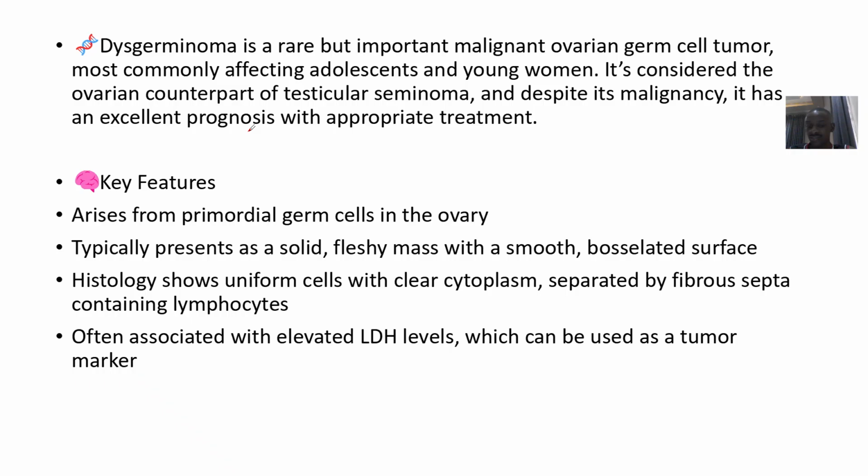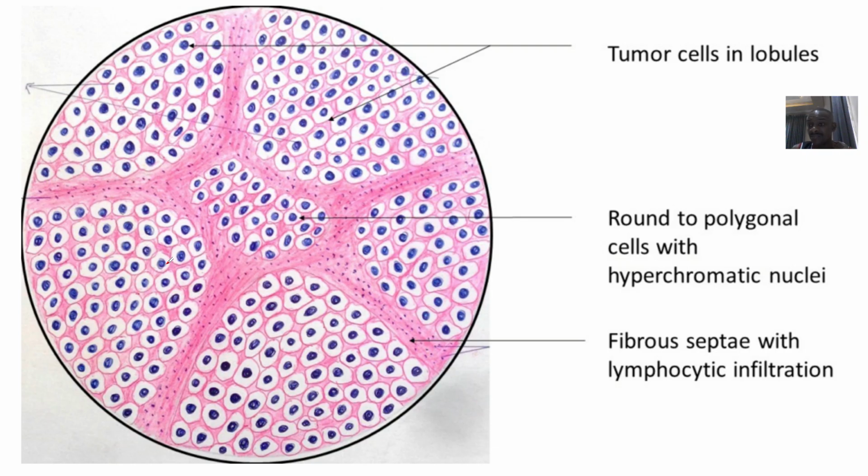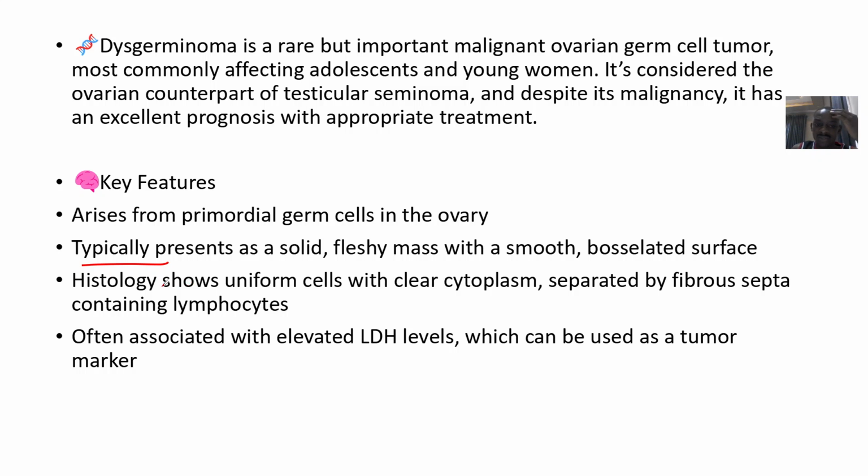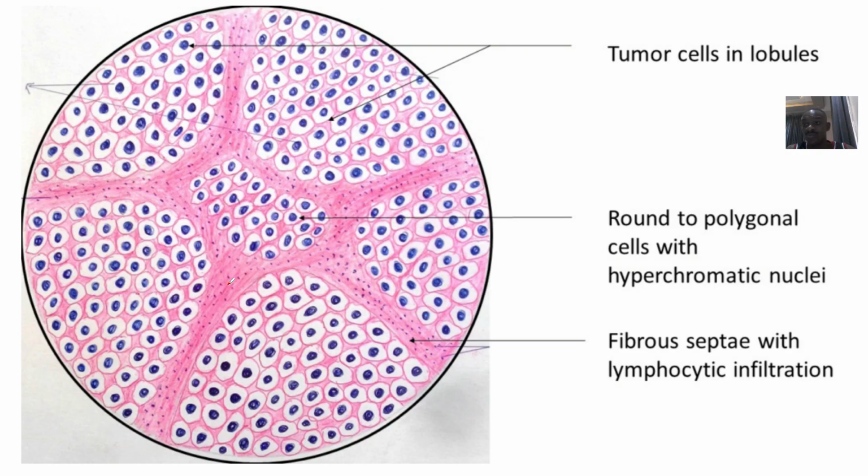So what are the key features? What makes this different? It arises from primordial germ cells in the ovary. Typically, it presents as a solid, fleshy mass with a smooth, bosselated surface. Histology shows uniform cells with clear cytoplasm. You can pause to read about the histology characteristics.